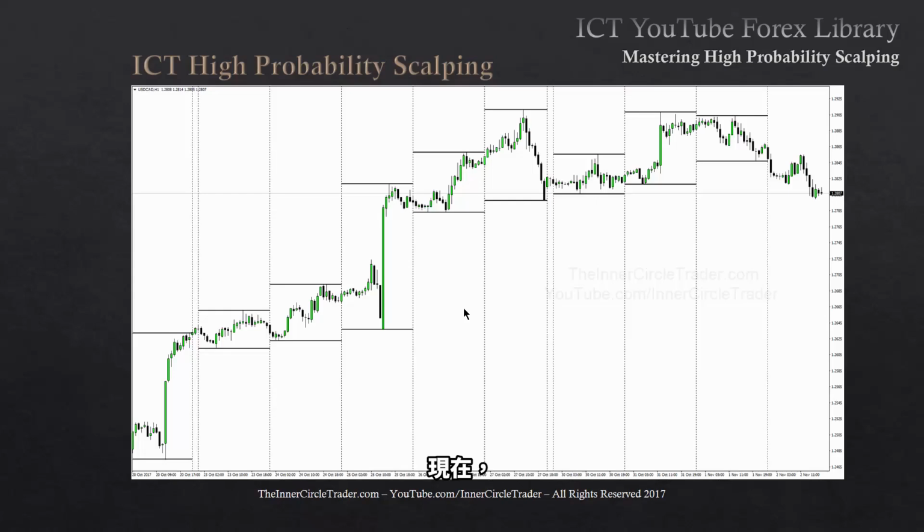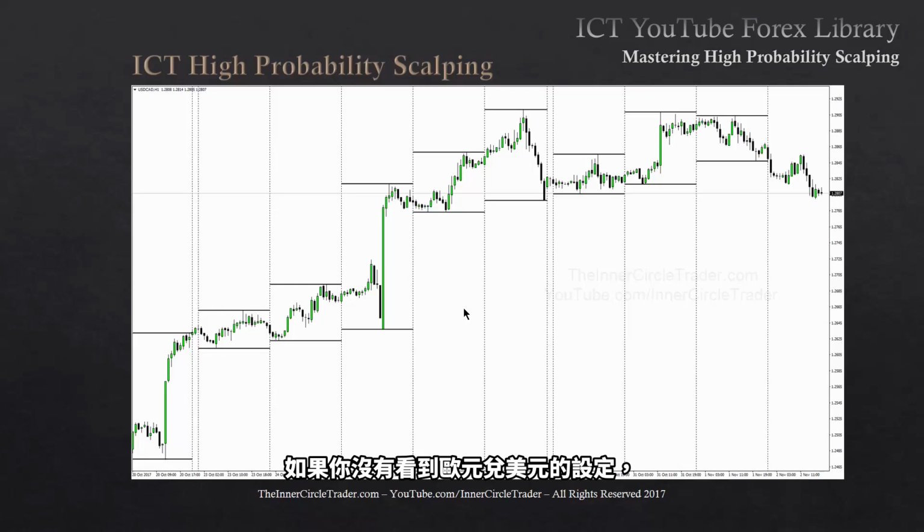Now, every pair out there does this several times a week. Not every day does one singular pair create this condition. So it's important you have that in your notes. Do not anticipate this forming every single trading day in, say, for instance, the euro dollar.